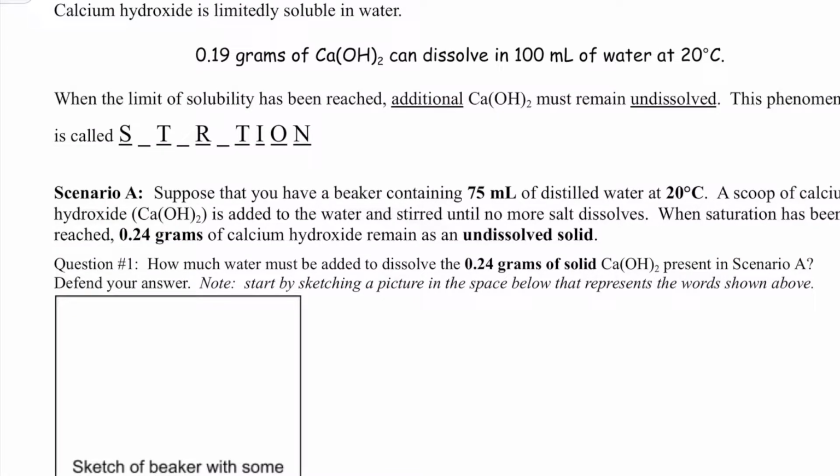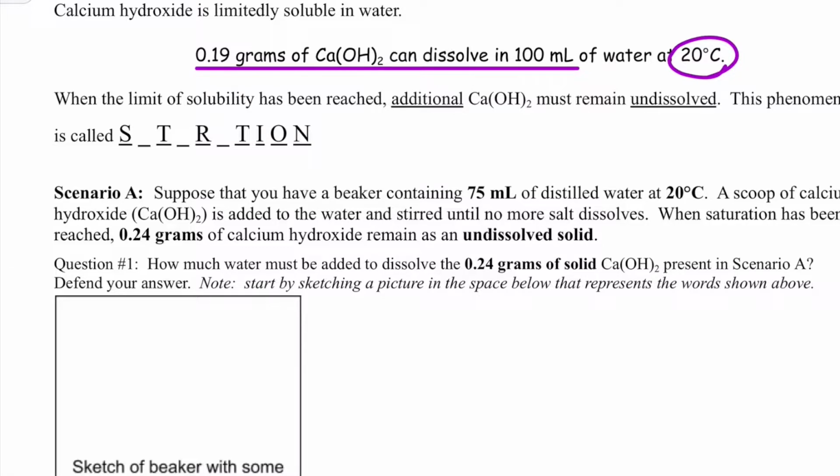Calcium hydroxide is limitedly soluble in water, and its solubility is 0.19 grams in 100 milliliters. The temperature is important because as you increase or decrease temperature, the solubility will change, but we're going to keep everything at 20 degrees Celsius and not worry about the change in temperature.